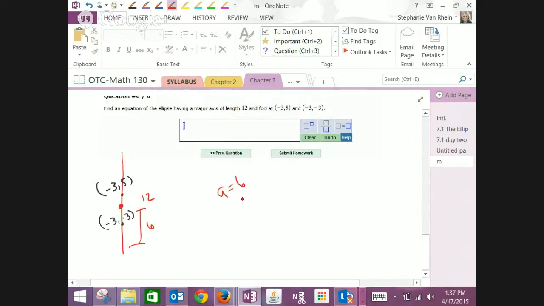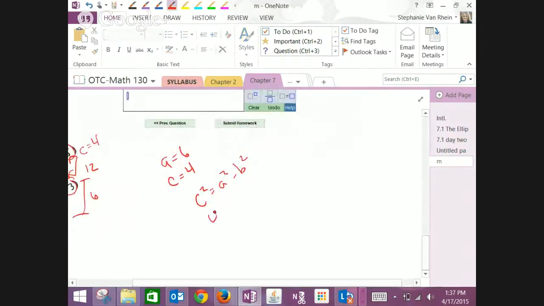So that tells me A is 6, then tells me C is, what's the distance between 5 and minus 3? 8. This is a distance of 8. So C is 4, right? If they're 8 apart, then half of that is 4. So C would be 4. So C squared is A squared minus B squared. So 4 squared is 6 squared minus B squared.